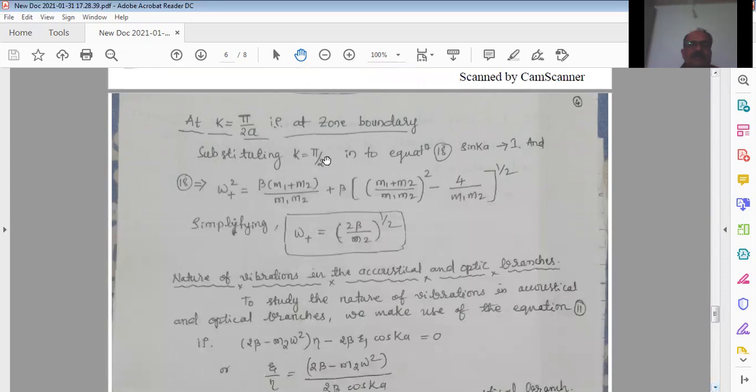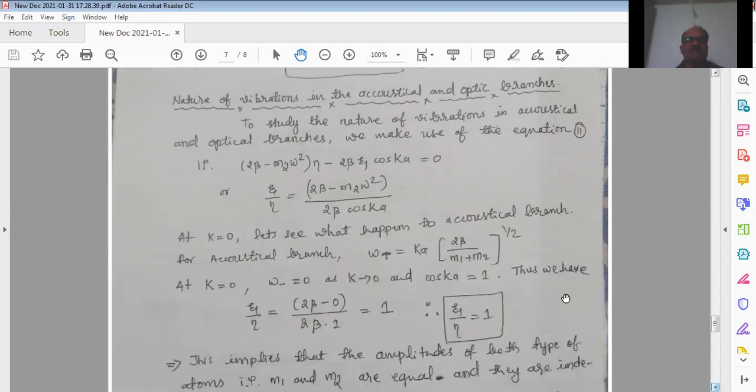At k equal to π/2a, what happens? That is at the zone boundary. Substitute k equal to π/2a into equation 18. Sin ka becomes 1, and equation 18 will be like this. Because of the plus, this slightly changes. Earlier it was m1, now it is m2. So omega plus becomes (2 beta divided by m2) raised to half. These are shown in the dispersion relation diagram also. So this is the angular frequency of the optical branch at the zone boundary.